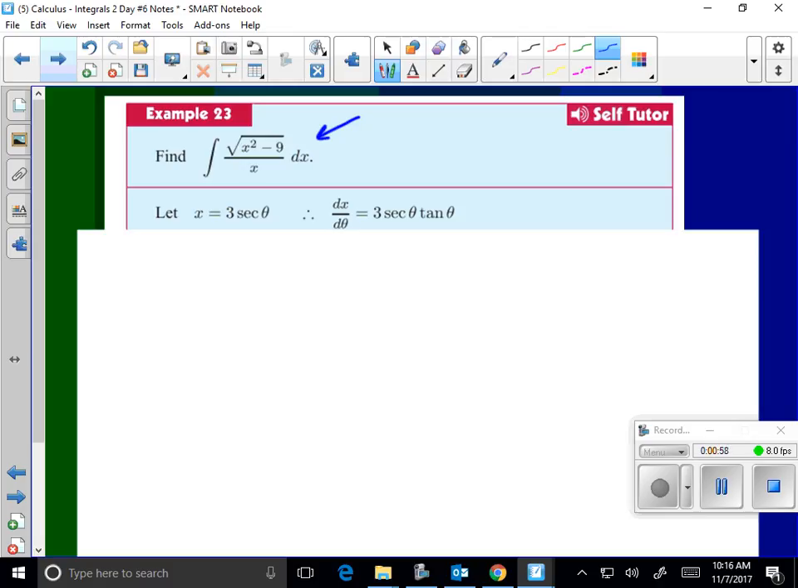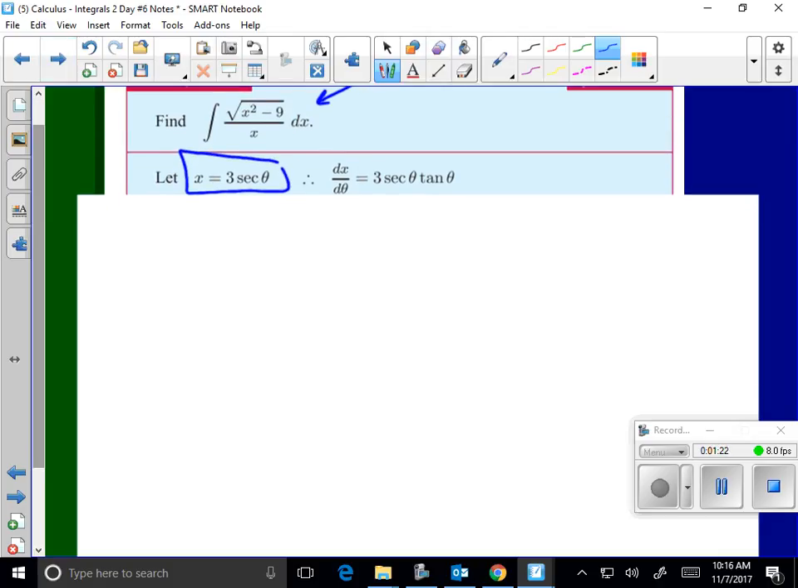Okay, so in this case, on the test, I will tell you use x equals 3 secant theta. You'll be given that. You won't be given dx. You'll have to calculate that yourself. So in this case, you need to know that the derivative of 3 secant theta is 3 secant theta tangent theta. And that, I think, is laid out in this packet. You got some help there. Okay, so far, so good? All right, now let's do the work.